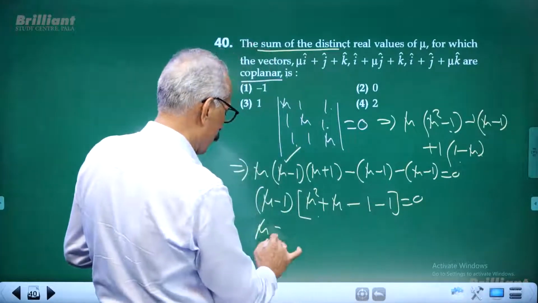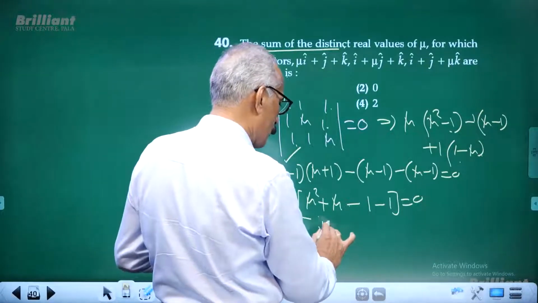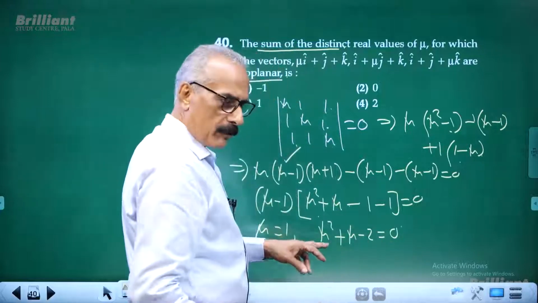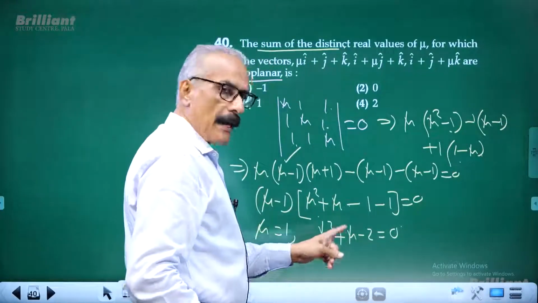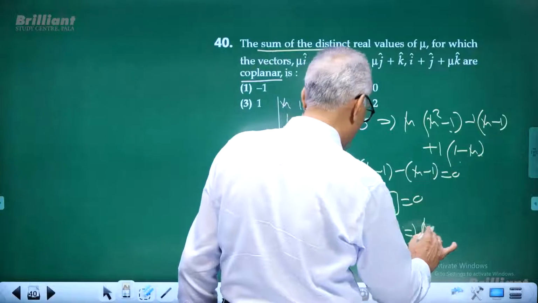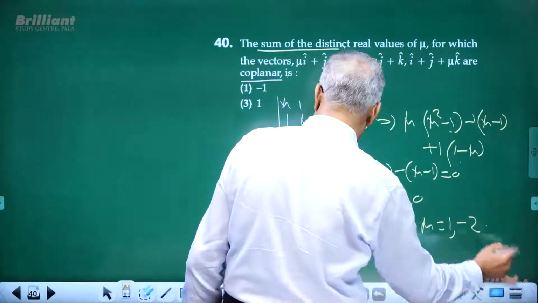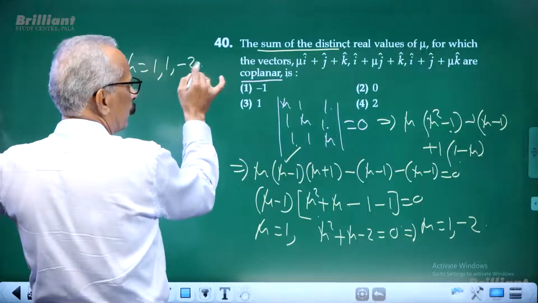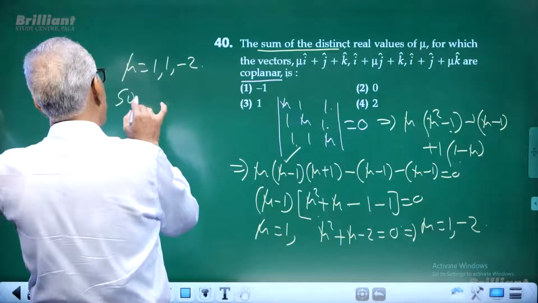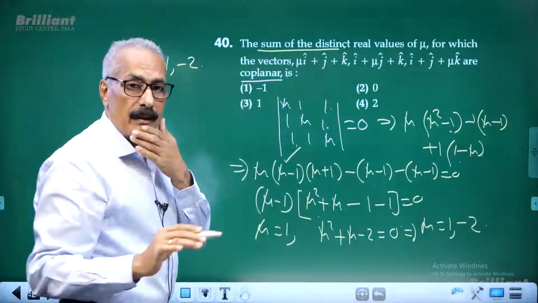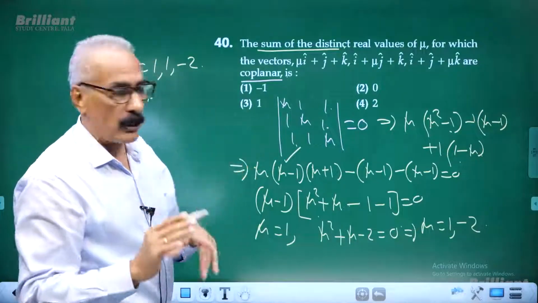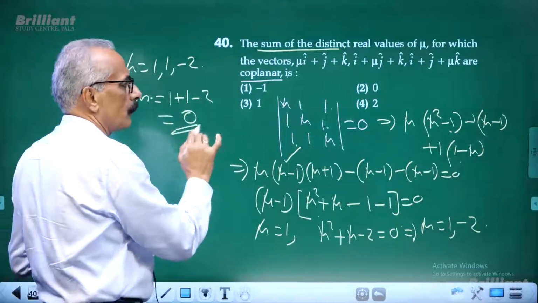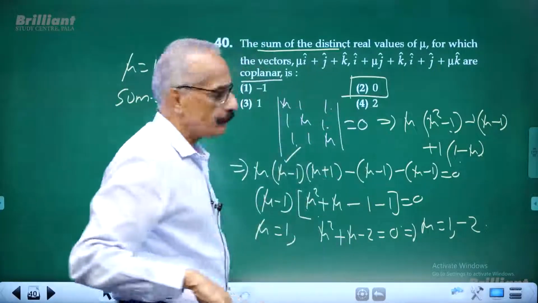So mu is equal to 1, one answer. Next is mu square plus mu minus 2 equal to 0. This is a quadratic equation. What are the roots? Roots are 1 and minus 2. So the values of mu will be 1, 1, minus 2. Actually this is a repeated root, but the 3 roots are there. Sum of all the 3 roots, 1 plus 1 minus 2, should be 0.